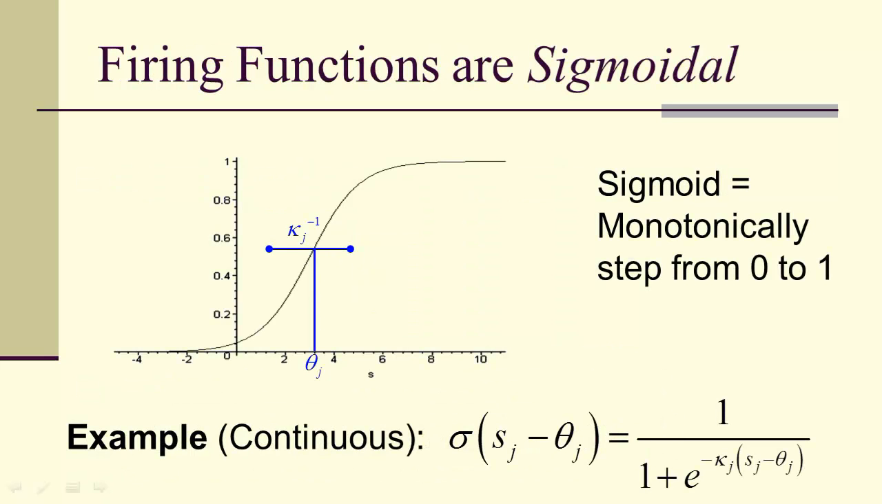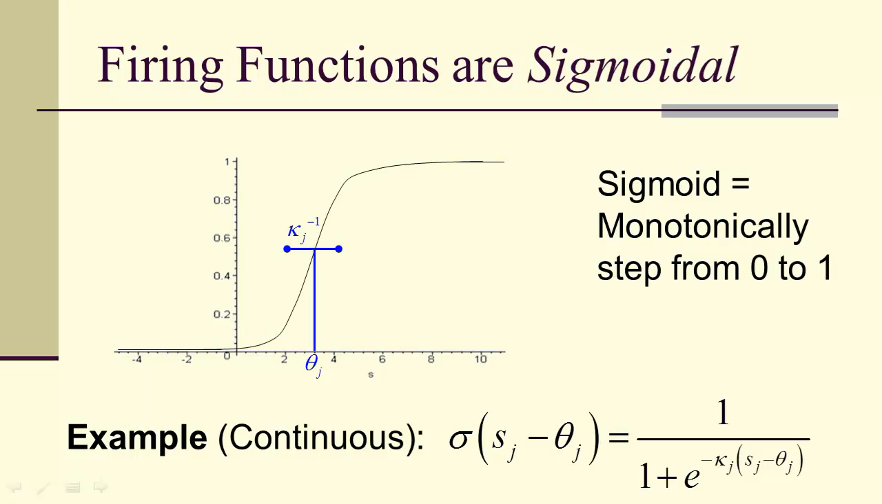So firing functions will also be sigmoidal. Sigmoidal, which means they monotonically go from a low up to a high, in this case 0 to 1. The one we'll look at most of the time actually should look kind of familiar. It looks like logistic regression. And so it's this firing function that we get, sigma of s sub j minus theta sub j, equals 1 over 1 plus e to the negative kappa sub j times s sub j minus theta sub j.